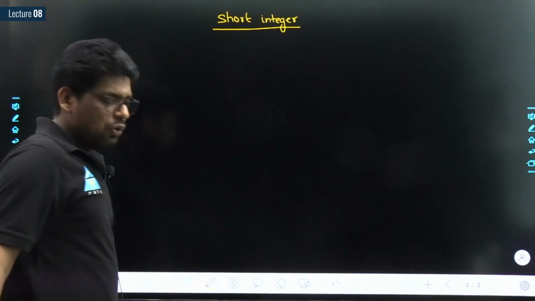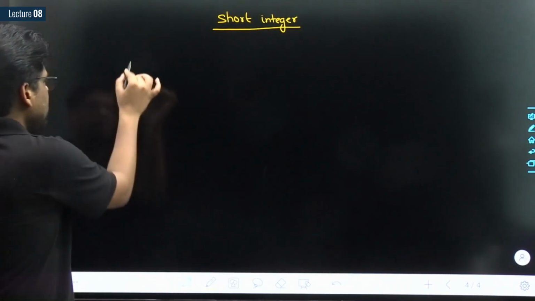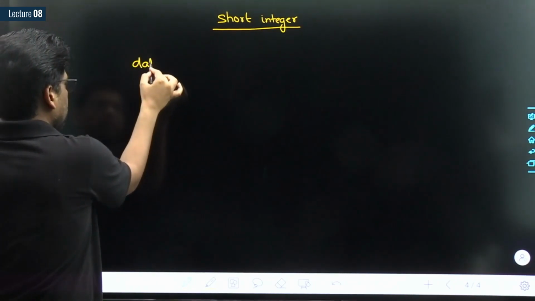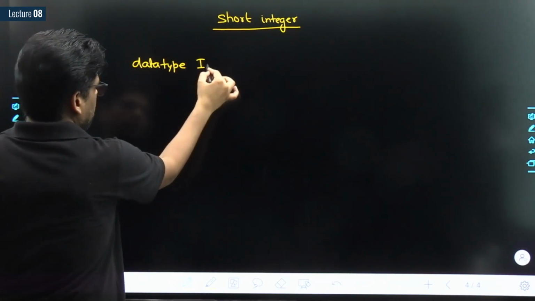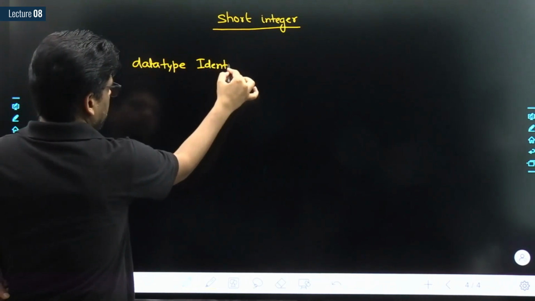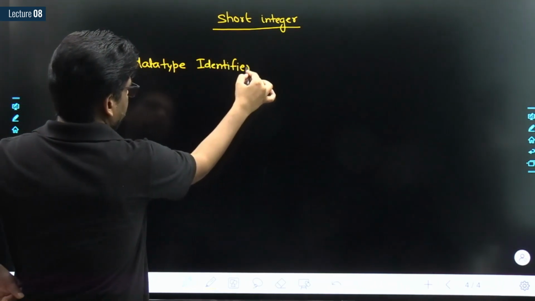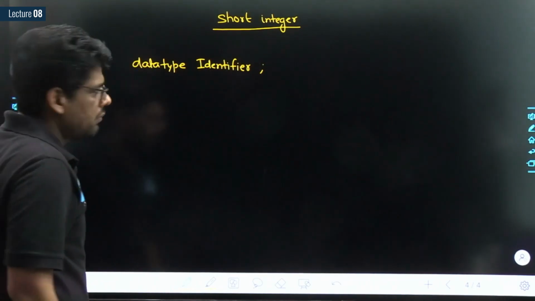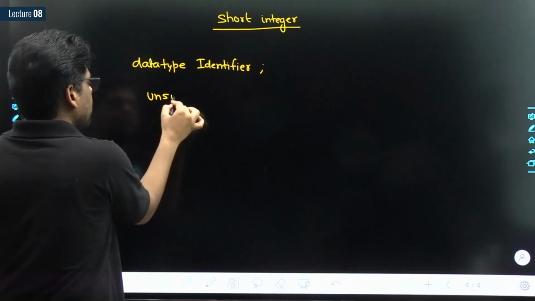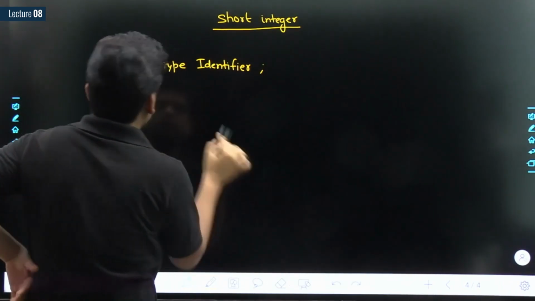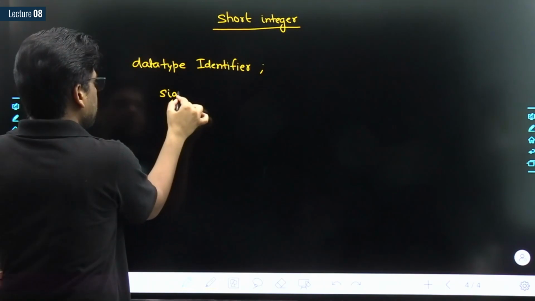Sir, how can we declare a short integer? We have already seen that we can declare a variable like this: data type, identifier, and a semicolon. That means if I need to declare a signed short, let me discuss.